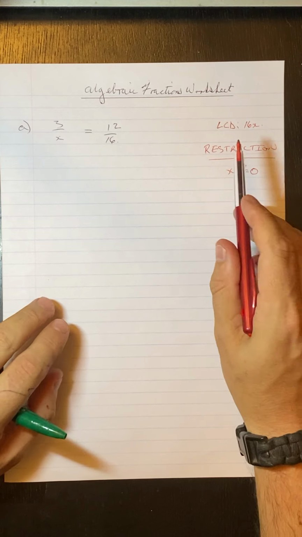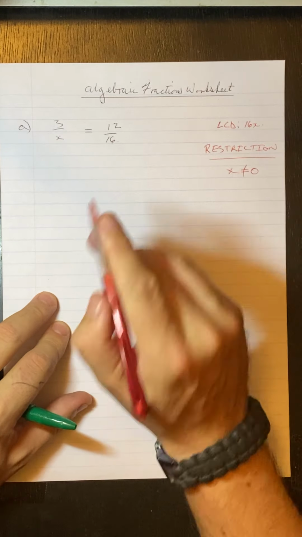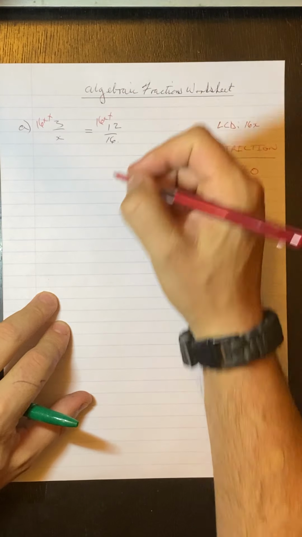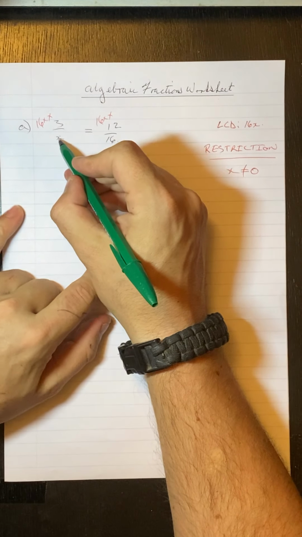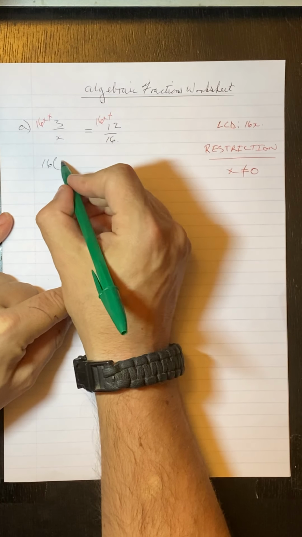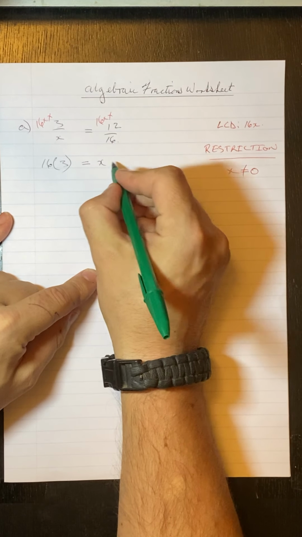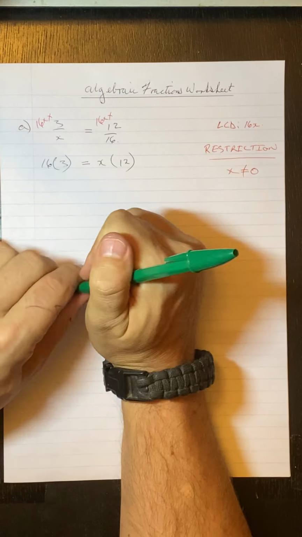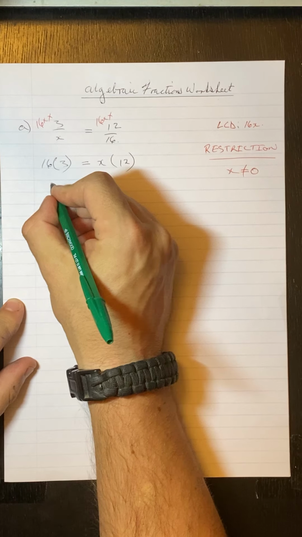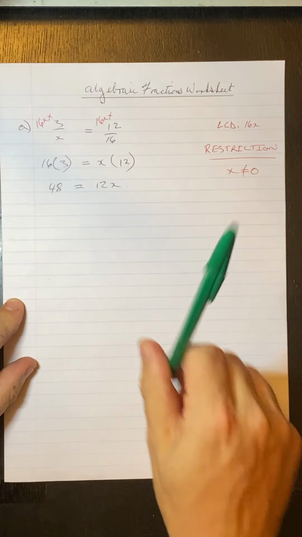Okay? So what I'm going to do now is I'm going to multiply every term by our LCD. So I'm going to say 16x times that term and 16x times that term. So you can see here that the x's will cancel and I'm left with 16 multiplied by the top equals, the 16s will cancel and I'm left with x multiplied by the top. Now all I have to do is just distribute these into the brackets. So 16 times 3 is 48 equals x times 12 is 12x.